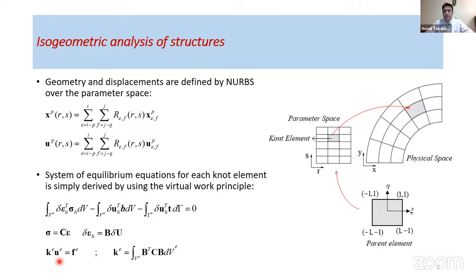It is important to note that U here is the vector of position of control points of the solution surface, not exactly the displacement vector, and K is the coefficient matrix.